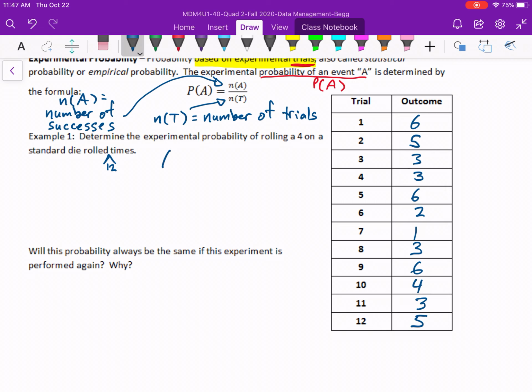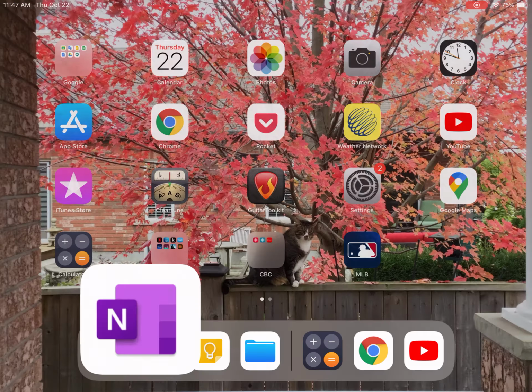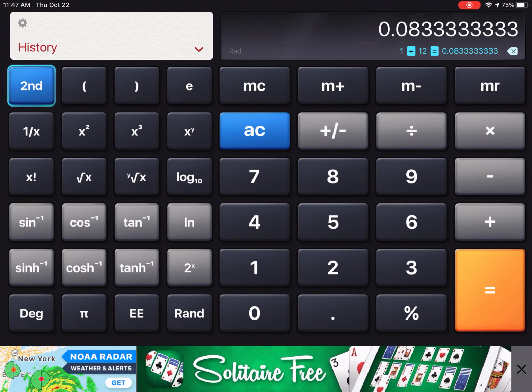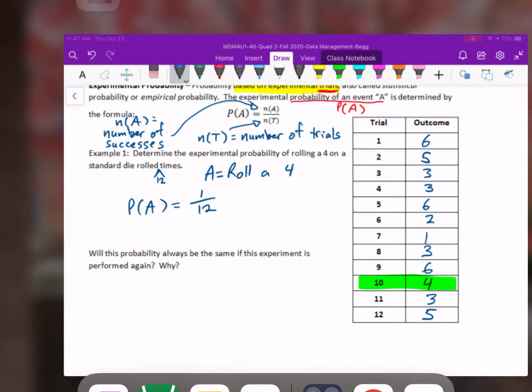So event A is rolling a 4. So the probability of A is the number of successes. Well, how many successes did I get? I got 1 success on the 10th roll out of the total number of trials, which was 12. So my experimental probability would be 1 over 12, which I could express as a decimal by doing 1 divided by 12. 0.083 repeating.